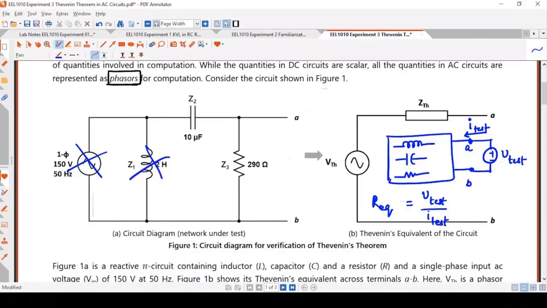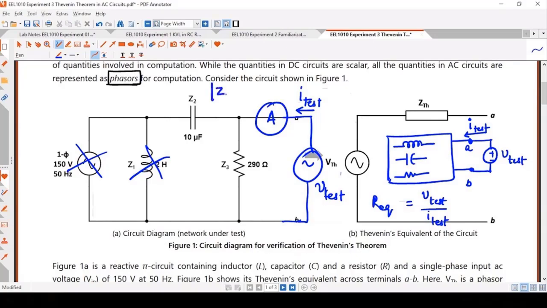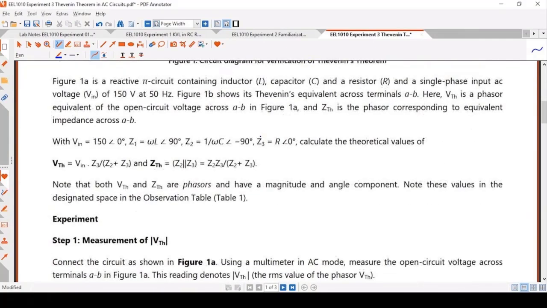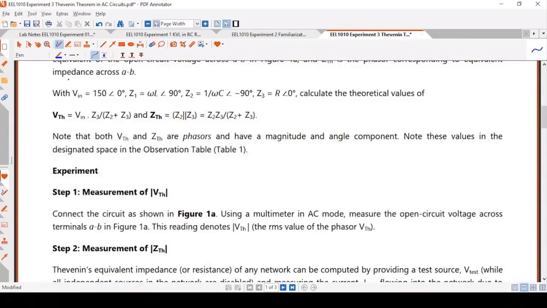Then we are going to attach a test source, a V test, across these two terminals. We'll attach an ammeter here so that we can measure the value of I test. And it is this ratio V test upon I test that should give me at least the magnitude of ZTH, that is the equivalent impedance. Okay, so all those things are explained here in the manual.